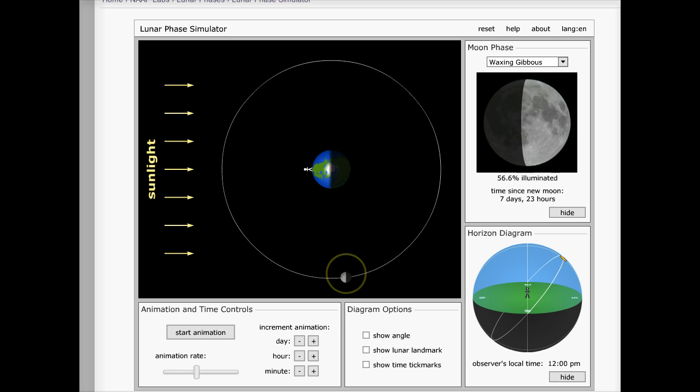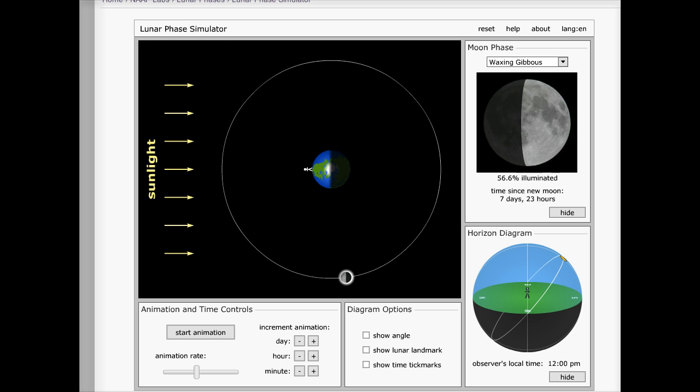Now remember, you're on the moon. The sun would be rising because you're going to continue to go this direction, and more and more and more you're going to be facing the sun as time goes on. So this is sunrise for you.